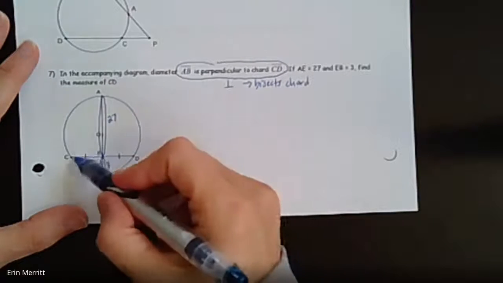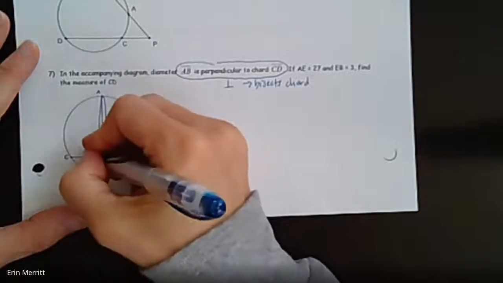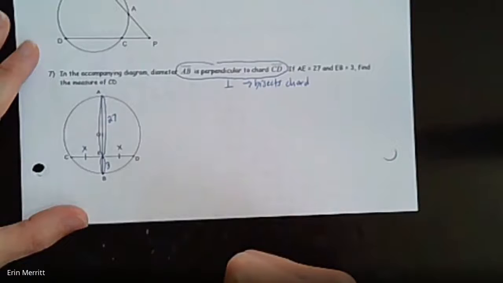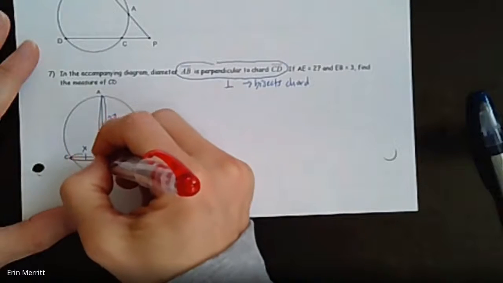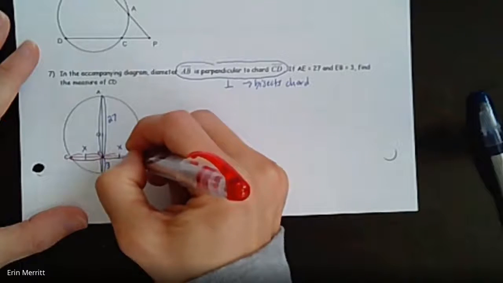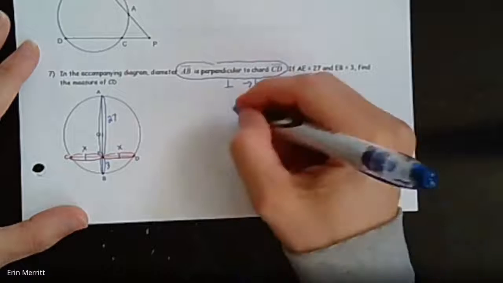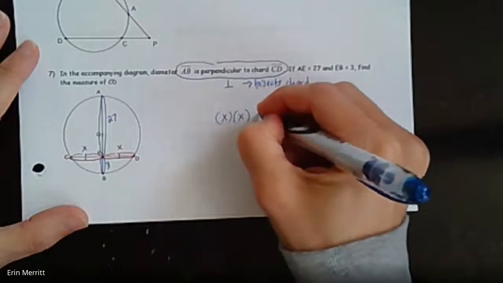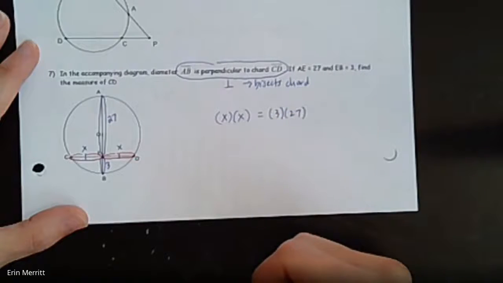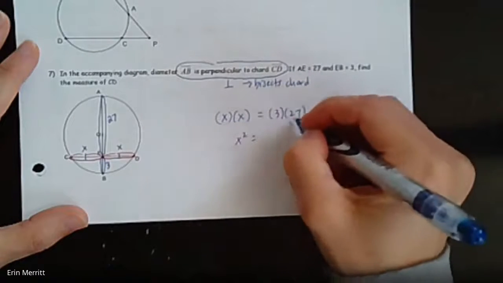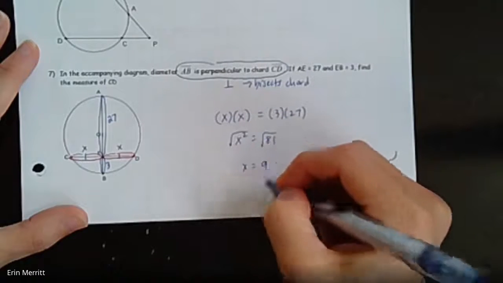Well, we know that CE and ED are equal to each other. So I'm going to label both of those X. All right. Same rule as the last one we just did. These 2 segments multiplied together are going to be equal to those 2 segments multiplied together. All right, let's do it. So X times X is going to be equal to 3 times 27. All right, we get X squared equals 81. Take the square root. It comes out nice and pretty to be 9.